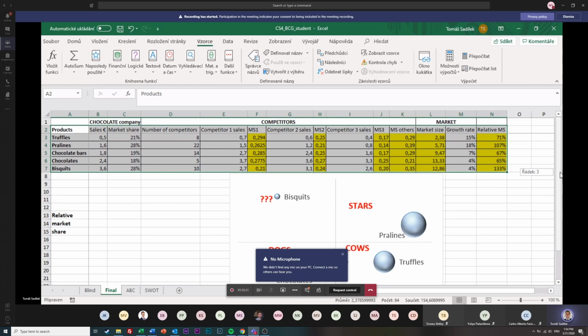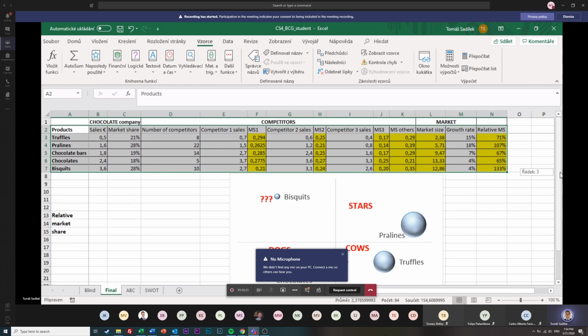If you calculate correctly, the most important are the market growth rate and the relative market share, and based on this, we can make a dot diagram. We can set the size of these points based on the market share of each individual part. So what can we see? What are these stars? Stars are pralines.